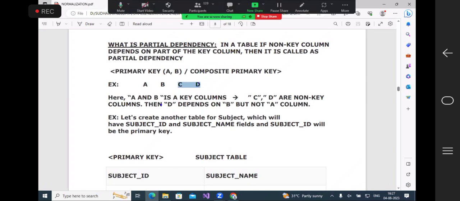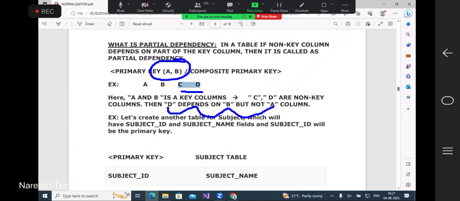So then what it is saying here: if C comma D are non-key columns, then D depends on B but not A. C depends on B but not A. D depends on A but not B. C depends on A but not B. So that means in primary key columns, if any one column is a dependency and the other column is not dependent, and if that kind of column is there in your table, then those columns are called what now? Partially dependency columns we call.